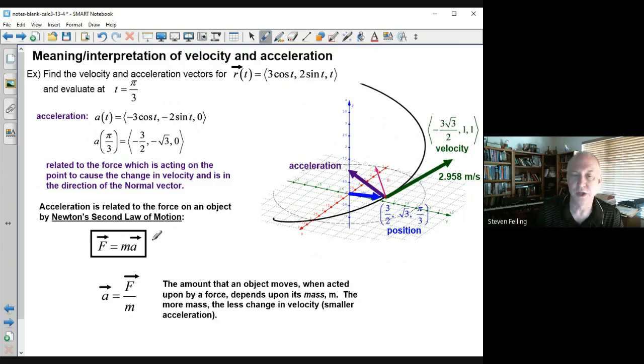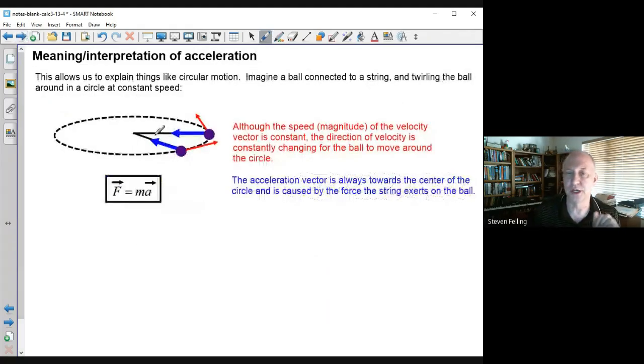This is related to Newton's second law of motion, F equals ma, right? Acceleration is force divided by mass, with mass as a proportionality constant: the larger the force, the larger the acceleration, right? And so what that means is, let's say you had circular motion, like imagine a ball that was connected to a string and we were twirling the ball around in this direction like this, okay? Well, even if we're twirling at a constant speed, so the speed of the ball is not changing, right?